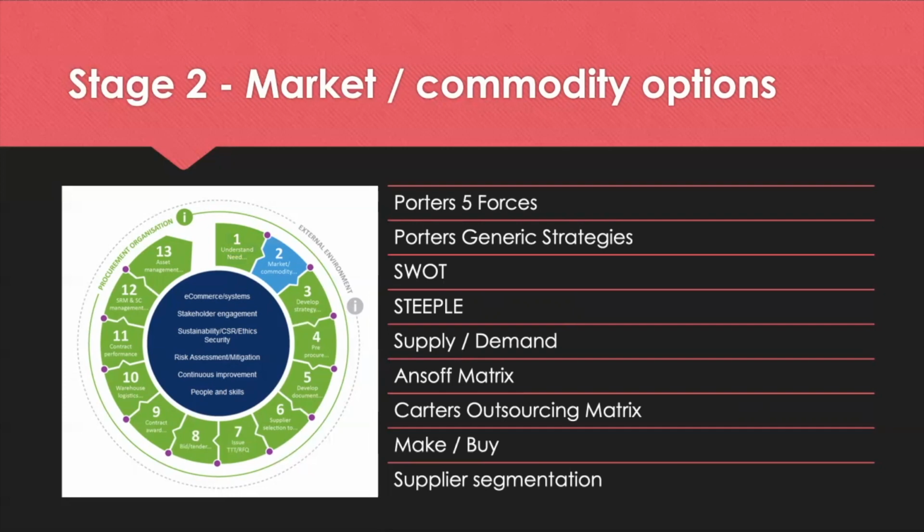SWOT has a mixture of internal and external. You've got strengths and weaknesses that are internal, opportunities and threats that are external. But the STEEPLE analysis is all external factors from social, technological, economic, environment, political, legal, and ethical. What does the supply and demand look like? Is there more buyers than suppliers or vice versa? Ansoff matrix is another good one that you could look at. This is categorizing the organization strategy for growth. The outsourcing matrix or make-buy decisions, whether you should offshore, and also supplier segmentation, looking at the collaborative and transactional relationships.